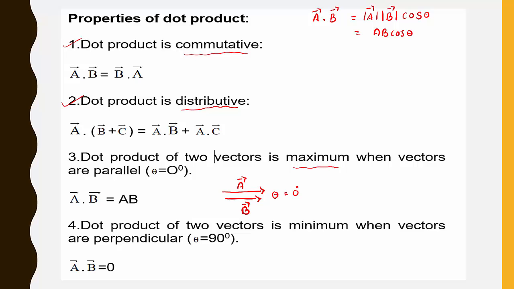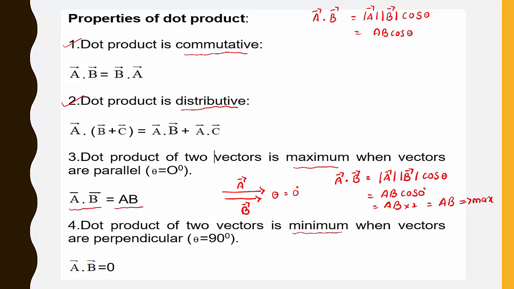0 degree. Now according to the dot product, we know that vector A dot vector B is equal to mod of vector A into mod of vector B into cos theta. Mod of vector A means simply its magnitude A, into B, into cos theta. Theta is 0 degree, substitute here. So A, B, cos 0 is 1. So AB into 1 is AB. So this is maximum. The dot product of two vectors is maximum only when the two vectors are parallel, or when the angle between them is 0 degree. That is, vector A dot vector B equals simply A into B.